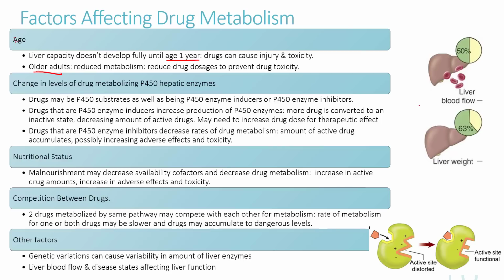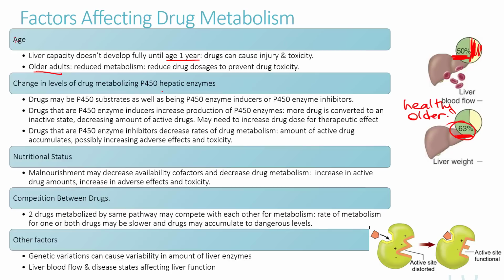Older adults, this is an example of the liver function of a healthy older adult compared to the liver function of a healthy 20-year-old. You can see here that a healthy older adult only has 50% of the function of a healthy younger adult. And again, the weight of the liver goes down to 63% of a healthy younger adult's. So again, if you have less blood flow and a smaller organ, it functions at a lower rate, right? A way around that would be to reduce drug doses to prevent drug toxicity and injury.